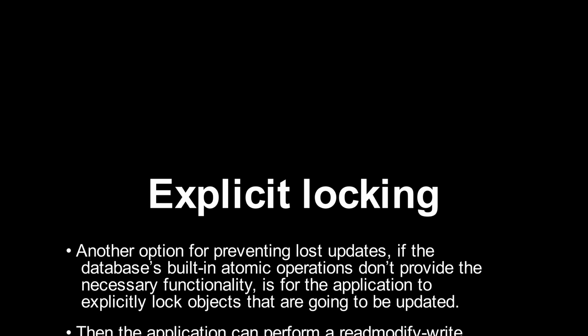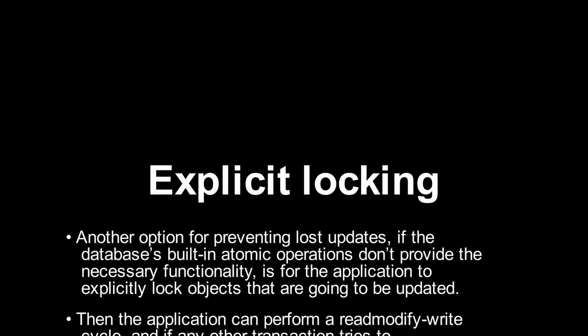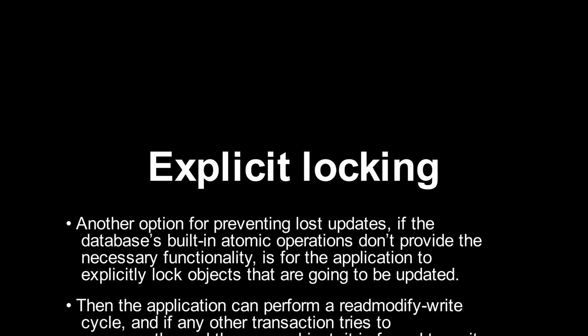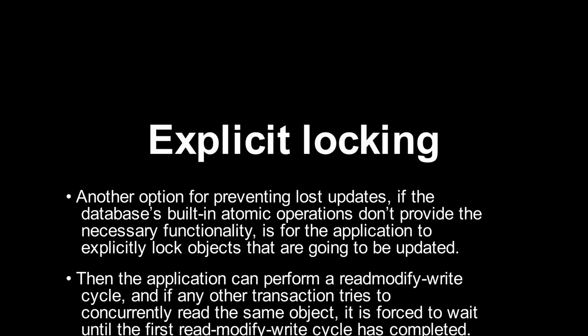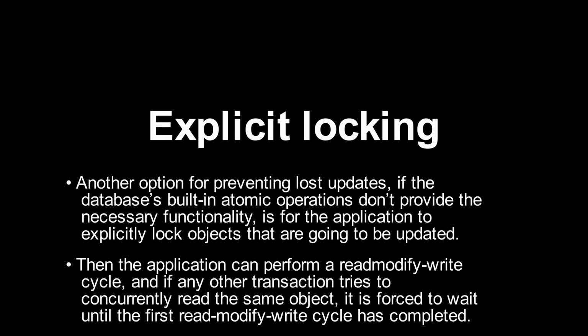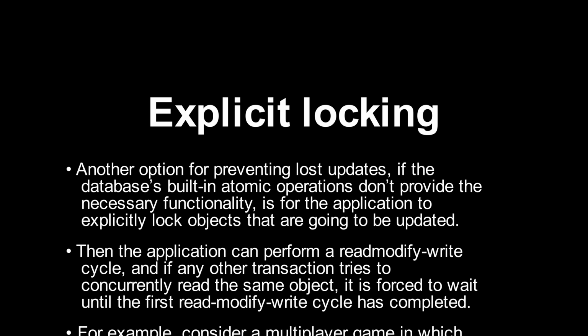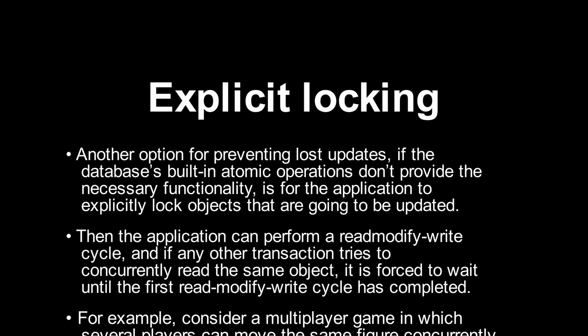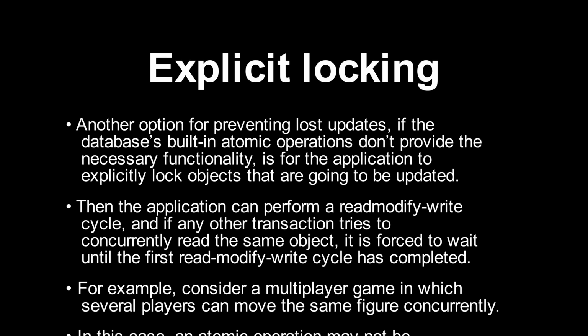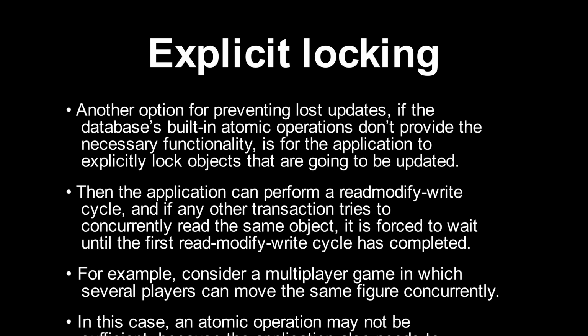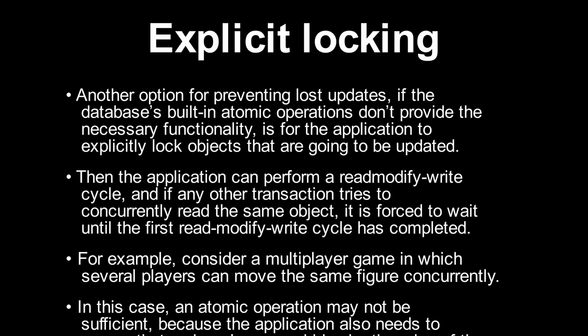Explicit locking. Another option for preventing lost updates, if the database's built-in atomic operations don't provide the necessary functionality, is for the application to explicitly lock objects that are going to be updated. Then the application can perform a read-modify-write cycle, and if any other transaction tries to concurrently read the same object, it is forced to wait until the first read-modify-write cycle has completed.